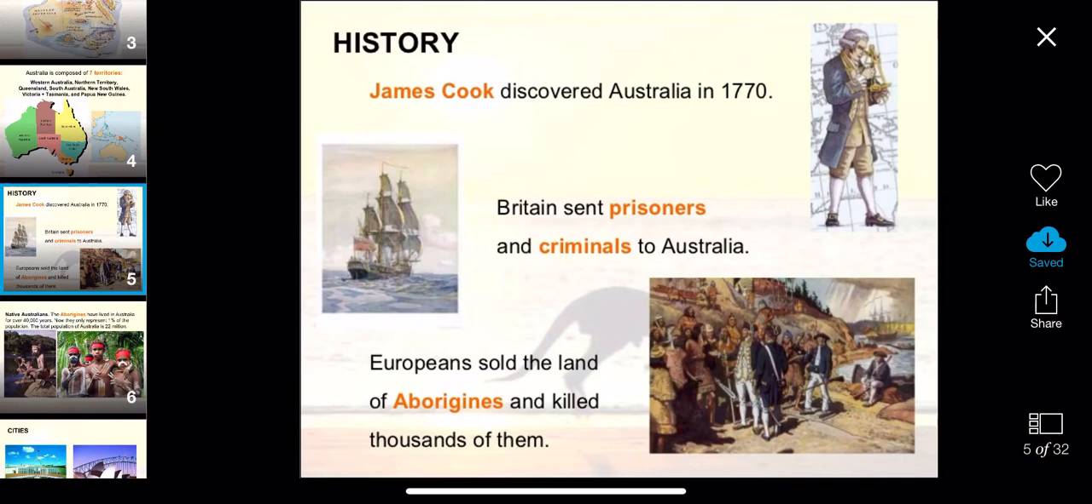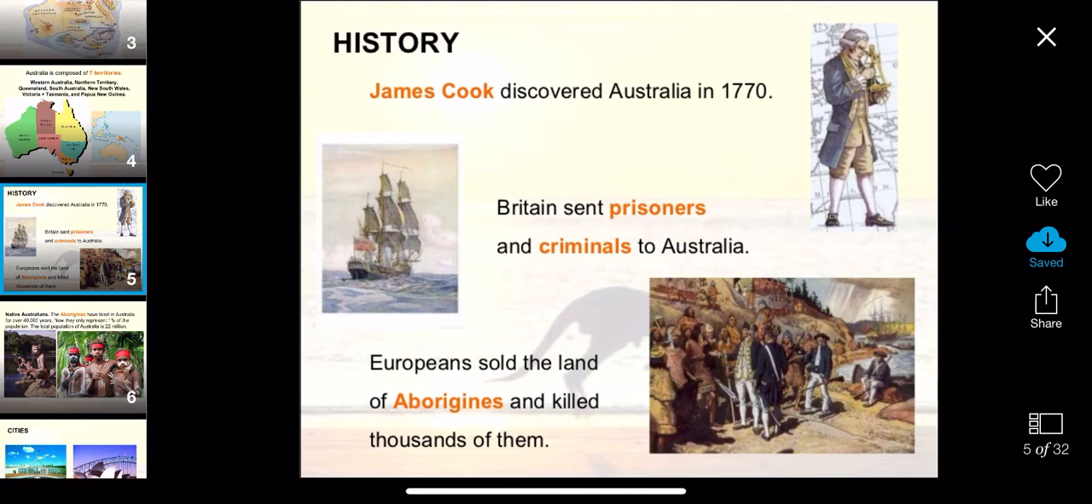The history of Australia is that James Cook discovered Australia in 1770. And this meant that he came to Australia and found it. Britain sent prisoners and criminals to Australia, and Europeans sold the land of Aborigines and killed thousands of them. This means that before 1770, Aboriginals lived in Australia, but Britain came and claimed it.